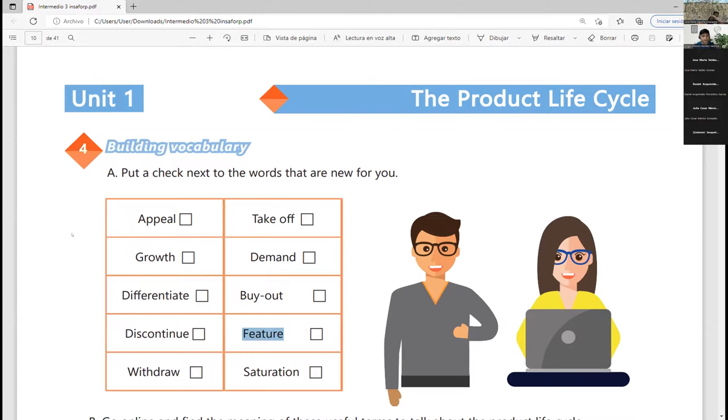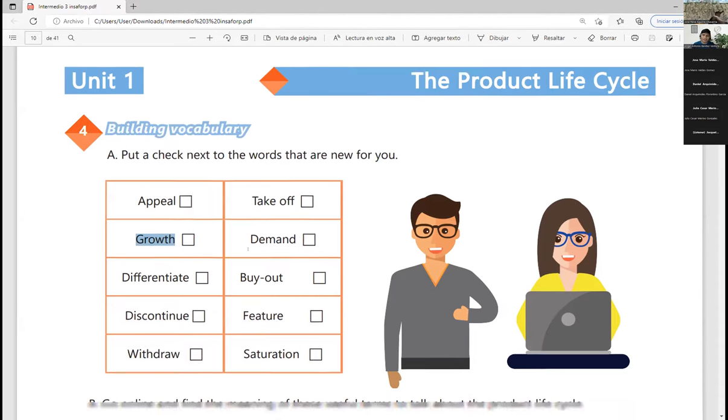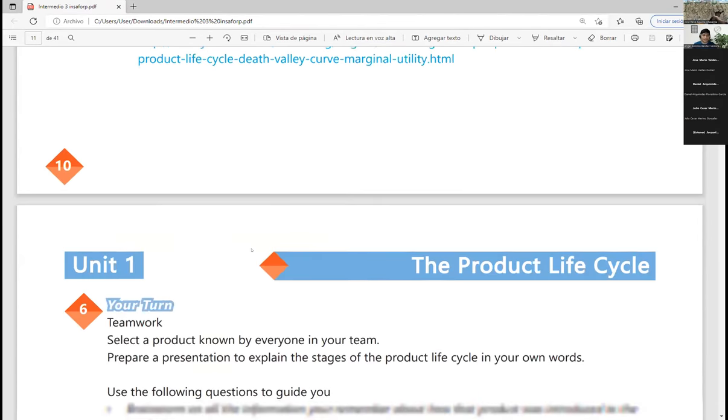Okay, let me see. Withdraw. Retirar. Retirar money. Okay. Excellent. Discontinue. Discontinuar. Okay, exactly. Okay. Growth. Como growth. Crecer. Exactly, exactly. Okay.